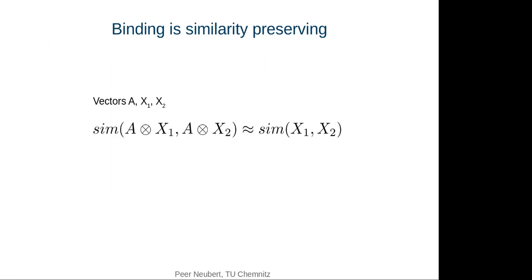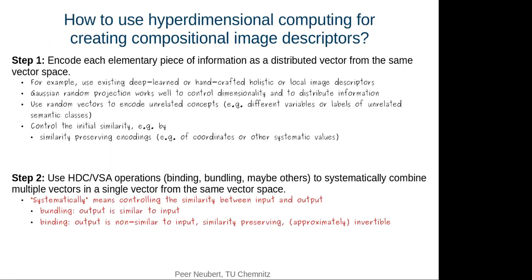So, okay, let's put this to our recipe. So we said we want to systematically combine vectors, and this really just means controlling the similarity between input and output of each of those combinations. Bundling, output similar to input. Binding, output is non-similar to input, but similarity preserving. Okay, so far so good.